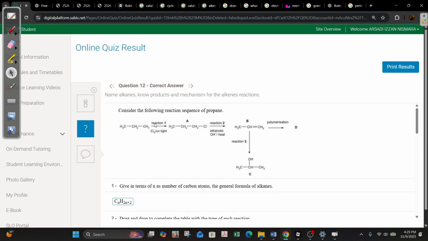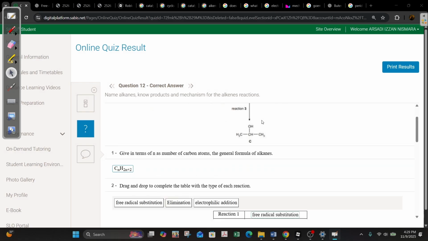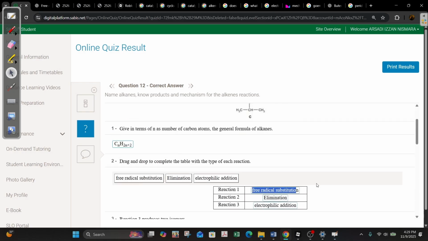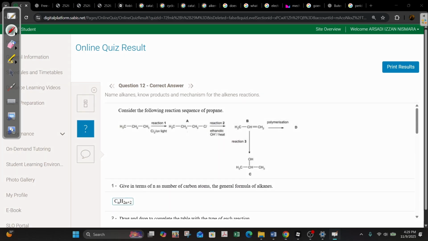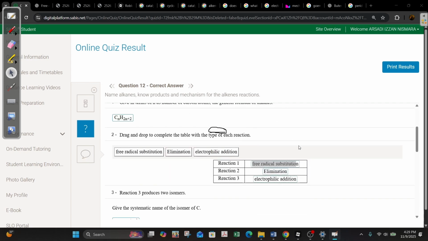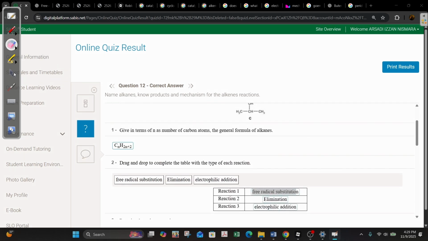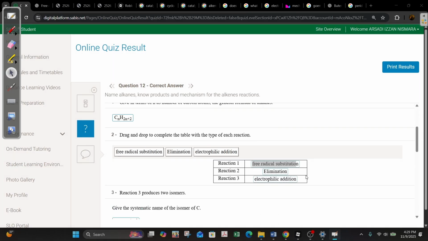In reaction 1, there's UV light. What has UV light? UV light means free radical substitution. So it'll be free radical substitution. In reaction 2, if we have ethanolic NaOH, this is very important. If it's ethanolic NaOH, it will be elimination. Else, if it's aqueous, then it will be nucleophilic substitution. So yeah, ethanolic NaOH will give you elimination.